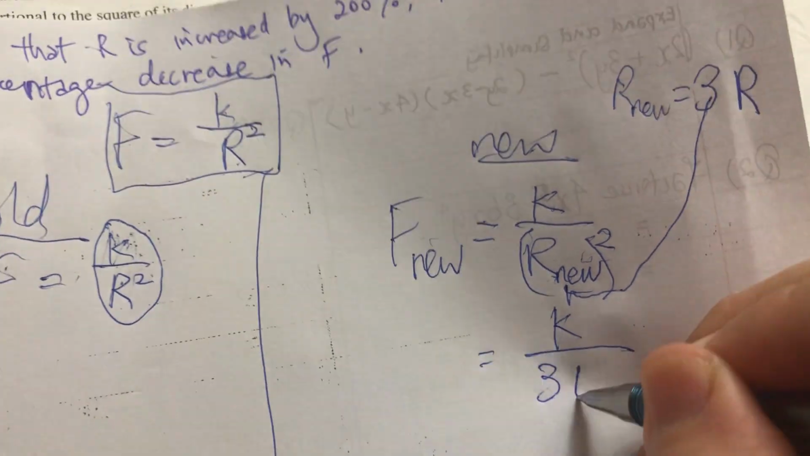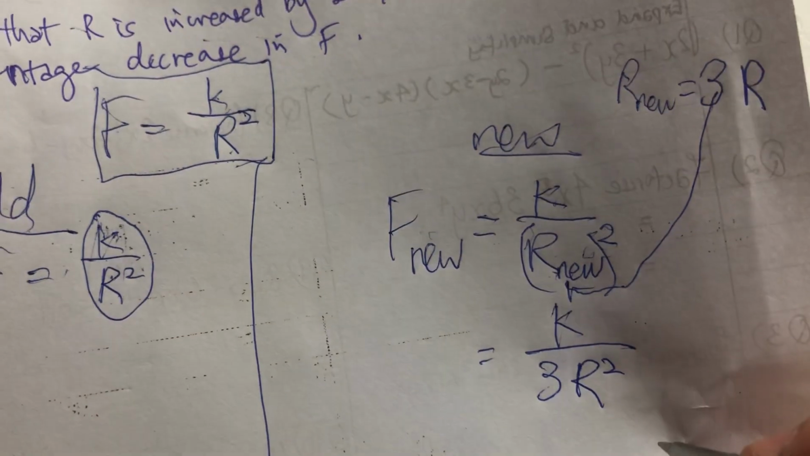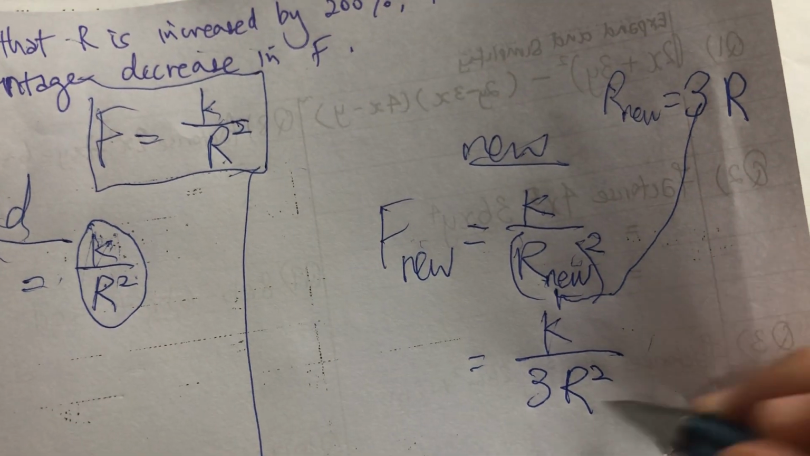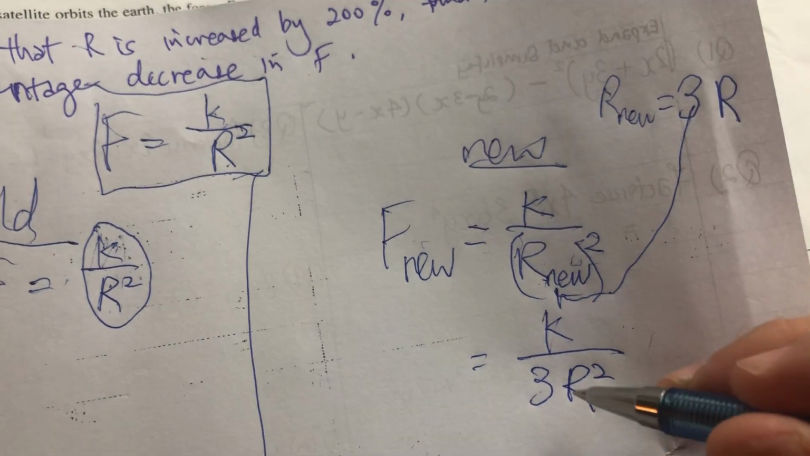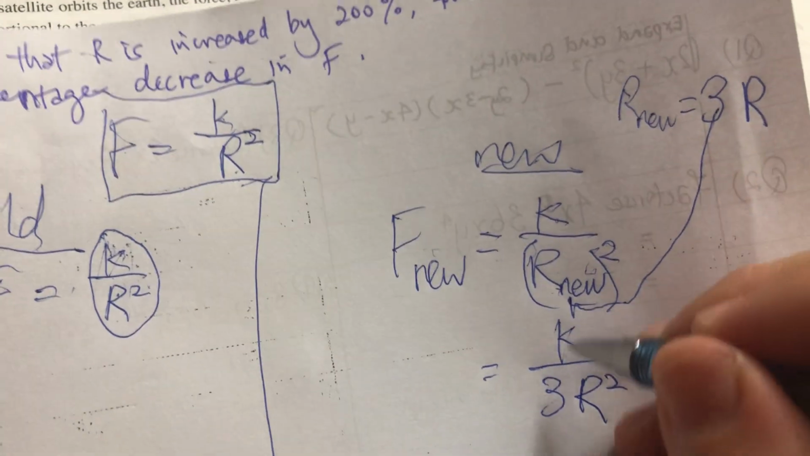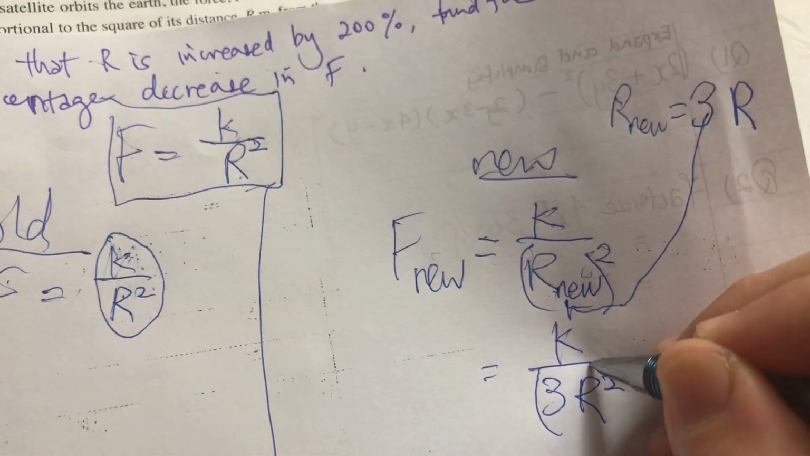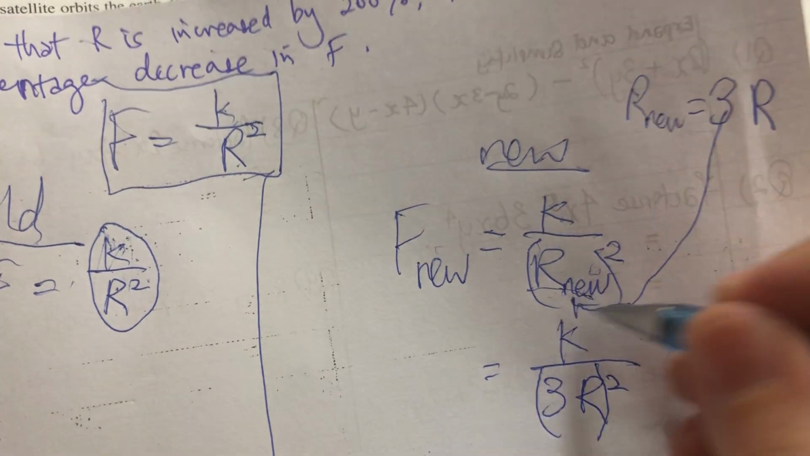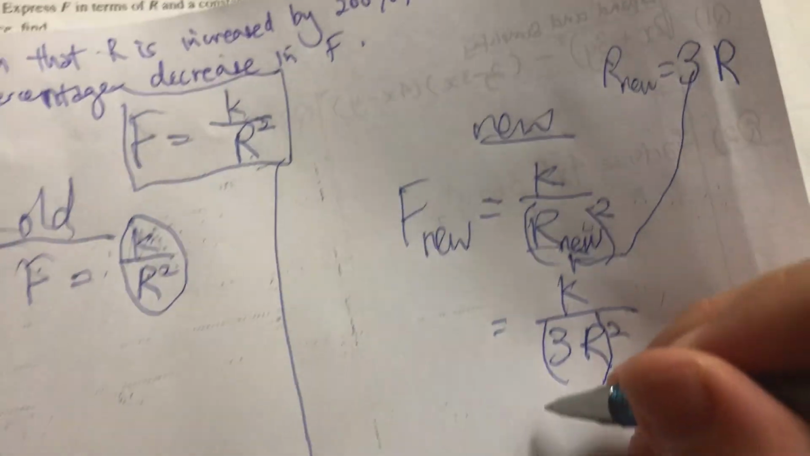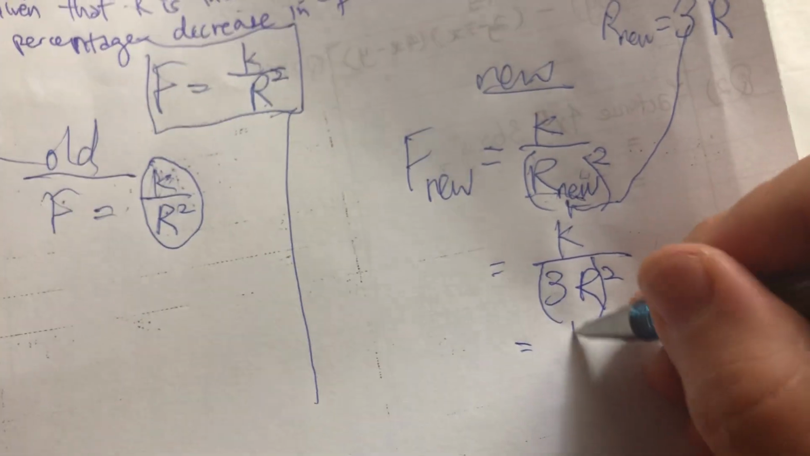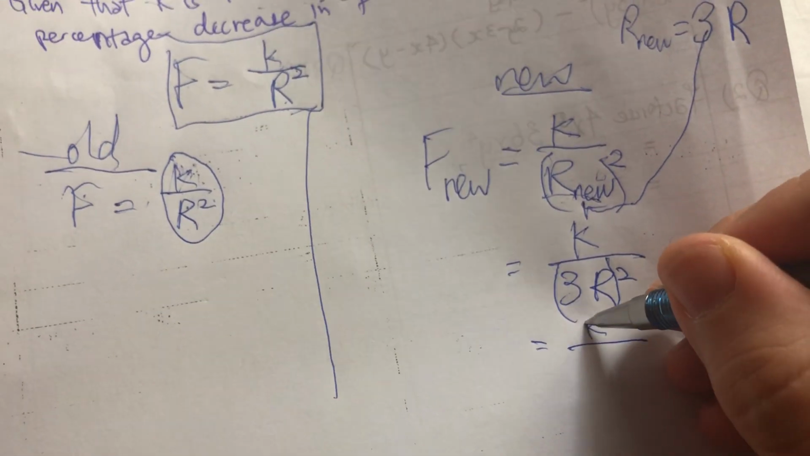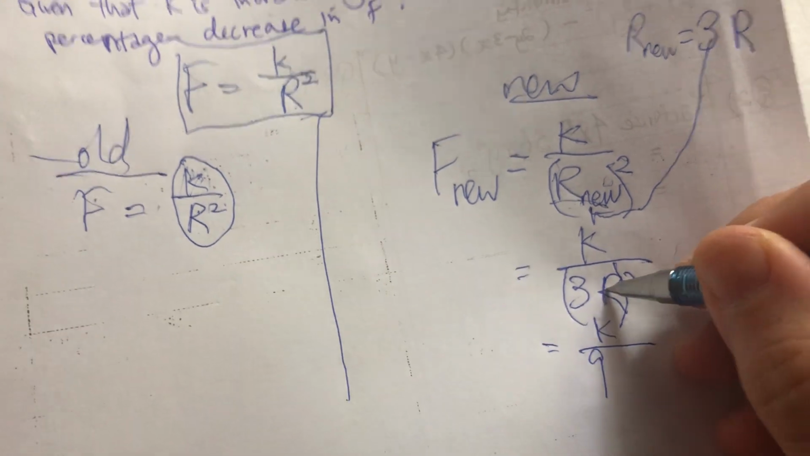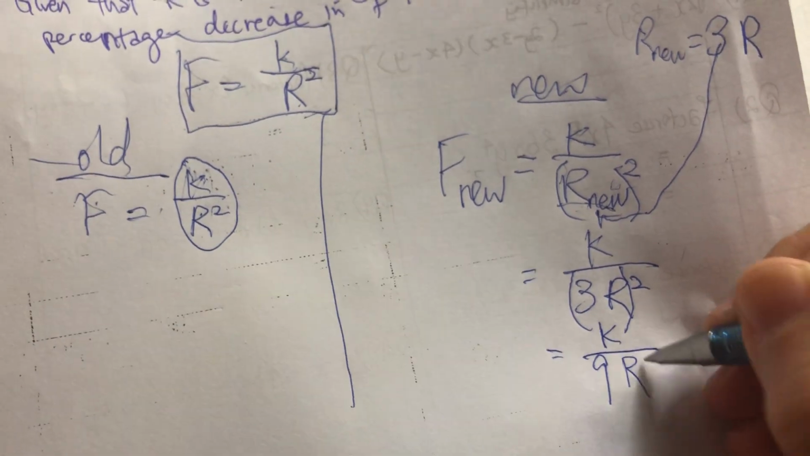Yeah. If you don't put the brackets, you will write this, and the examiner will straight away put cross because it's wrong. It's not 3r squared. It is 3r whole thing squared. You see, r new is 3r, right? So whole thing. Okay. Now what do you do? Square the 3, which is 9, square the r, which is r squared.